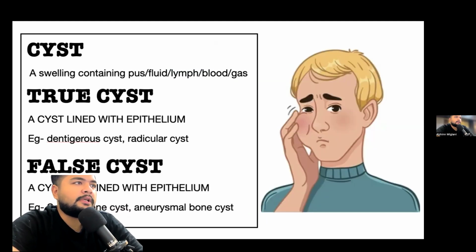So, what is a cyst? A cyst is a swelling containing pus, fluid, lymph, blood, or gas. True cyst and false cyst are the two types of cyst. A true cyst is lined with epithelium, for example dentigerous cyst and radicular cyst. A false cyst is one which is not lined by any epithelium, like aneurysmal bone cyst.